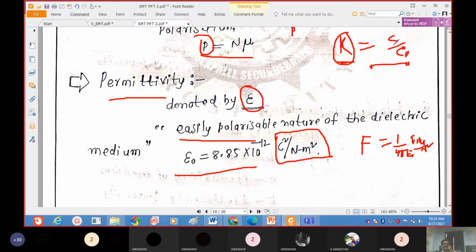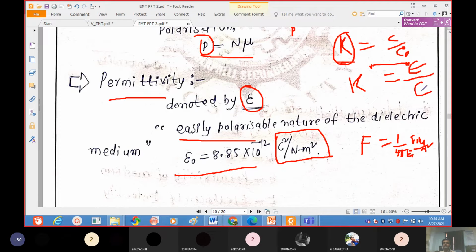K is equal to C by C naught. C is the capacitance of the capacitor when you place the dielectric material, and C naught is the capacitance of the capacitor without the dielectric material. The ratio of these two is called the dielectric constant. One more expression: K is equal to epsilon by epsilon naught, where epsilon is the permittivity of the medium.